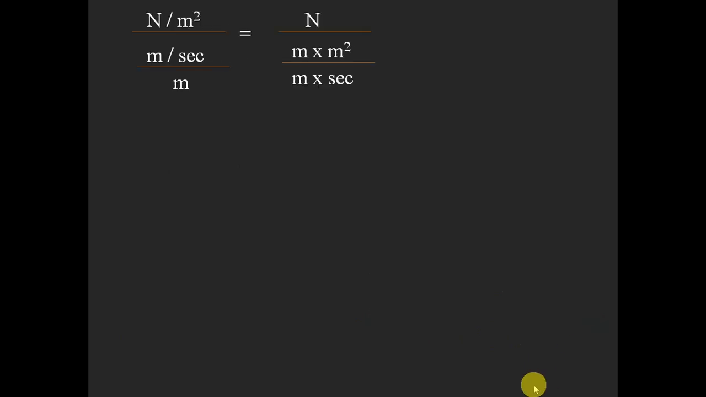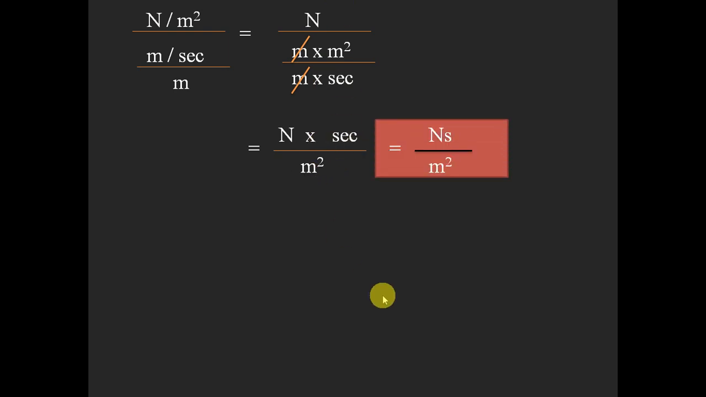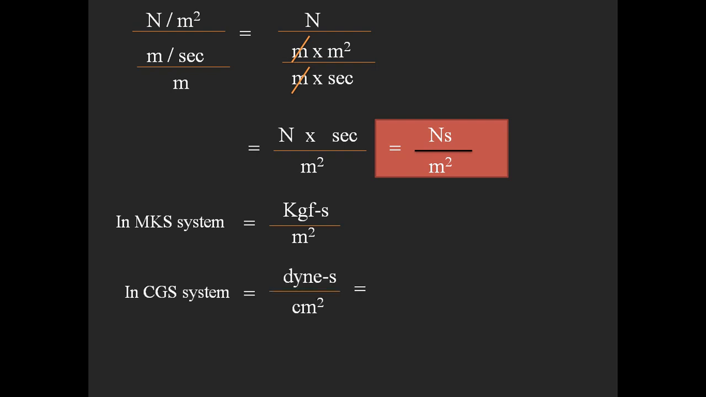Next we go to the next slide. Same as whatever I have written in the previous slide. When you keenly observe, this meter gets cancelled. The remaining seconds goes to the numerator. So Newton second per meter square are the units for the dynamic viscosity in the SI system. Then in the MKS system, it is kg force second per meter square. Similarly in CGS, dyne second per centimeter square.